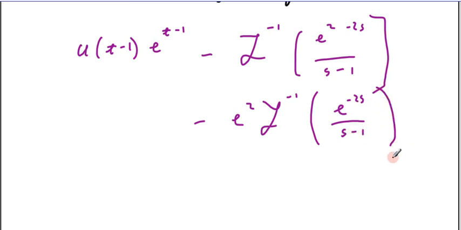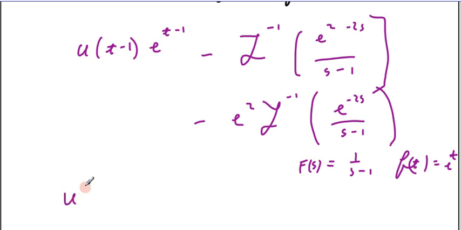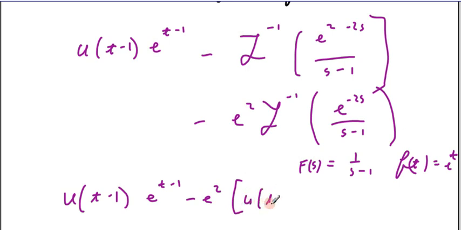Okay. That being the case, the Laplace transform is still 1 over s minus 1. F of t is still e to the t. So I'm going to have unit function t minus 1 from up above, e to the t minus 1, minus e squared, unit step function t minus 2, that is that 2 sitting there, e to the t minus 1.